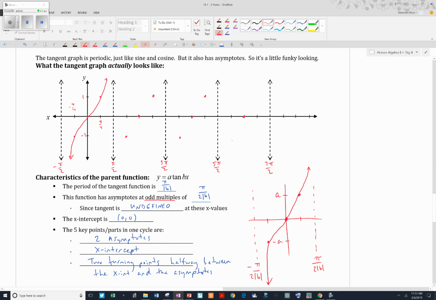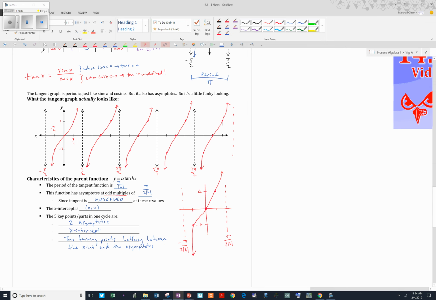So you always go through the x-axis, and then halfway to the asymptotes, you go down and up. In this case, we're just going to 1 and negative 1 because of the a value being 1 there. So these would all just look like this. And these cycles repeat over and over and over again. I don't have my asymptote here. But if I did, it'd be about right there, and this would continue up that asymptote. So that is what the graph of the tangent function looks like.